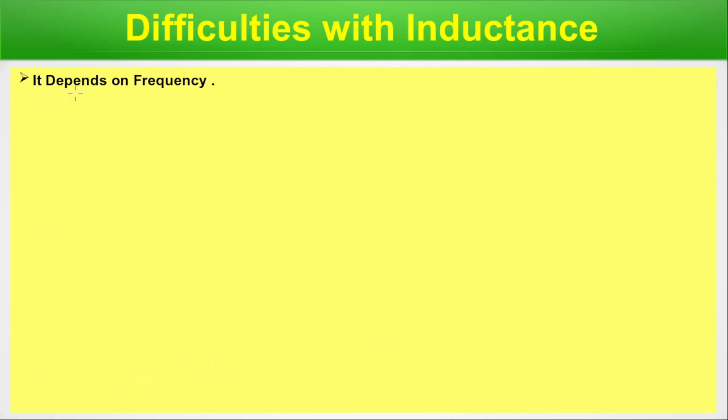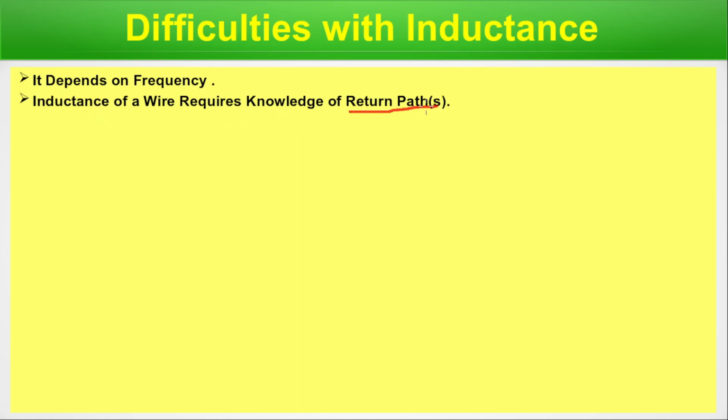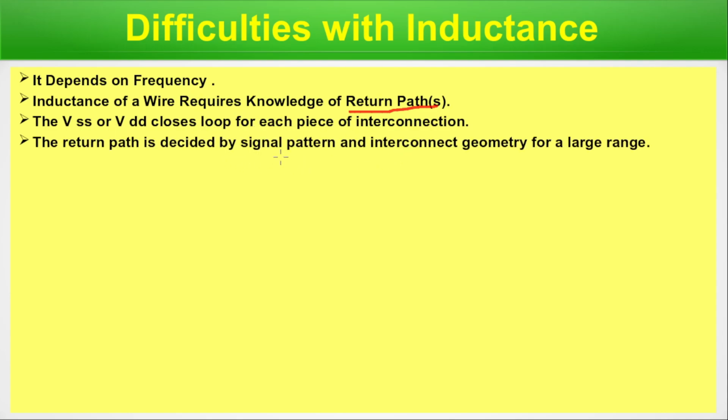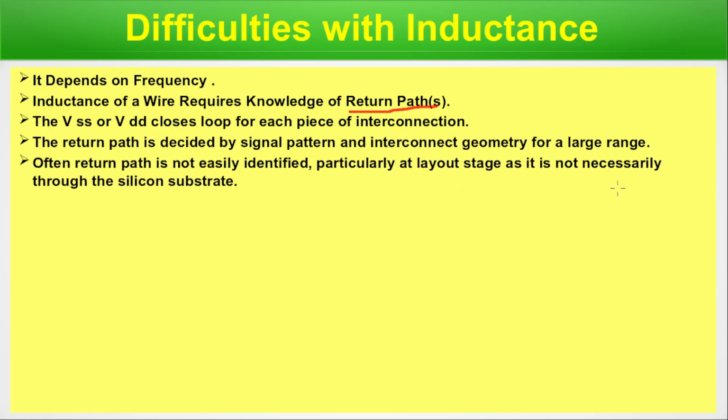First, it depends on frequency. Second, inductance of wire requires knowledge of the return path with this complex geometry. The VSS or VDD closes the loop for each piece of interconnection. The return path is decided by signal pattern and interconnect geometry for a large range. Often a return path is not easily identified, particularly at layout stage. It's not necessarily through the silicon substrate.